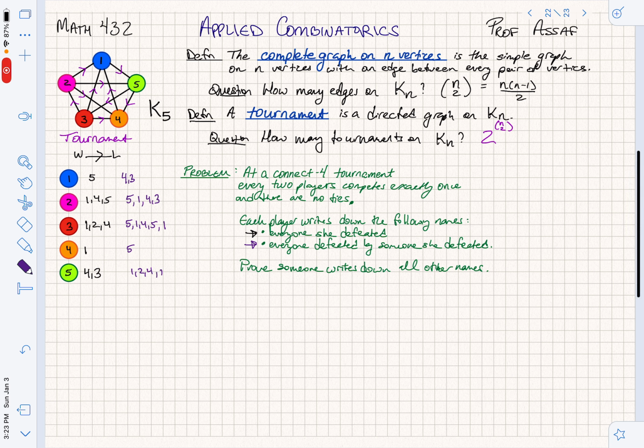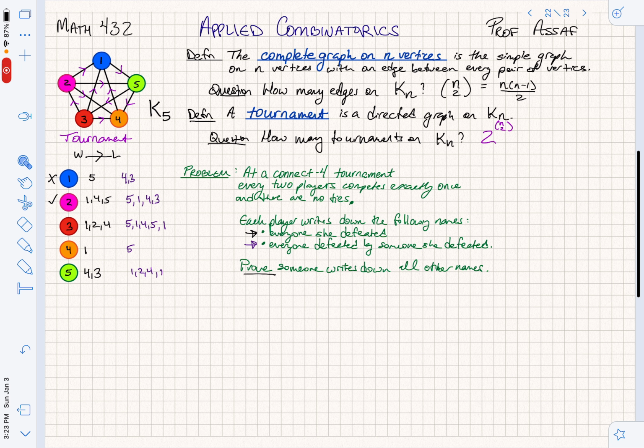And now the statement that we're supposed to prove down here is that someone writes down all the other numbers, okay? So here we can say, where does this happen? We have here that 1 writes down 3, 4, and 5. That's not it. That does not work. We don't have everybody. Okay, what about player 2? Player 2 wrote down 1, 3, 4, and 5. So that is a success.